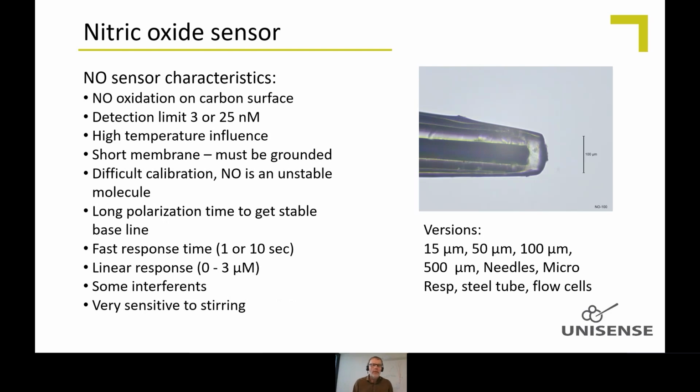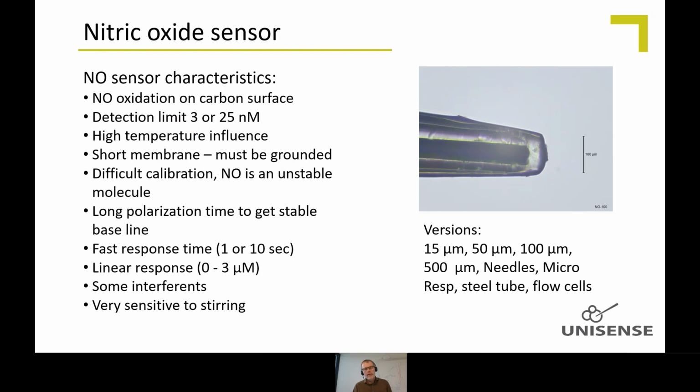Nitric oxide sensor. That is a bit different from the others in that the anode here is made from a carbon fiber. It has a very thin silicone rubber membrane at the tip and then a glass casing on. And NO can diffuse in through the silicone rubber membrane. It's a very sensitive sensor because it has a detection limit down to 3 nanomolar for the bigger ones.